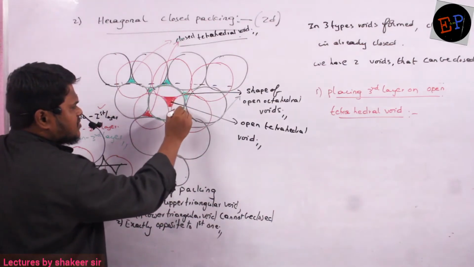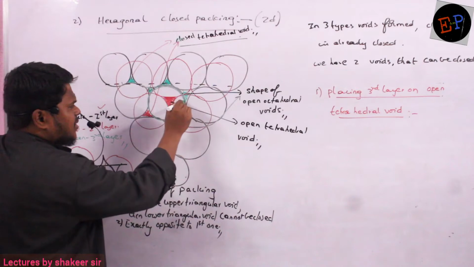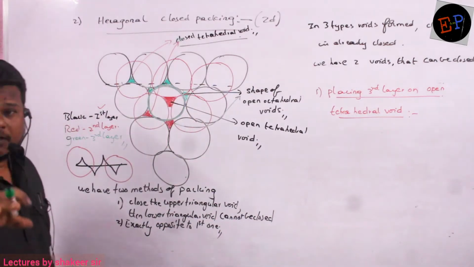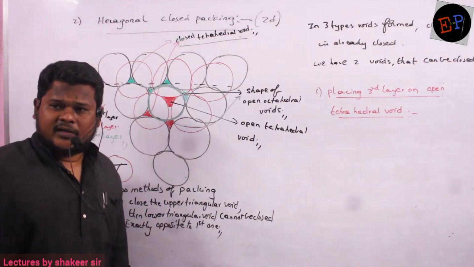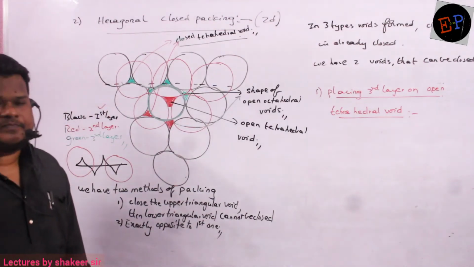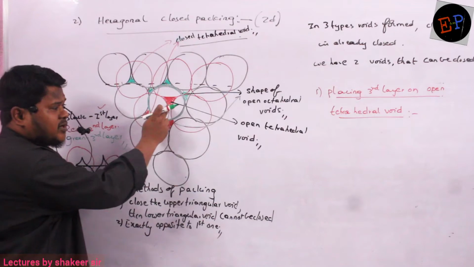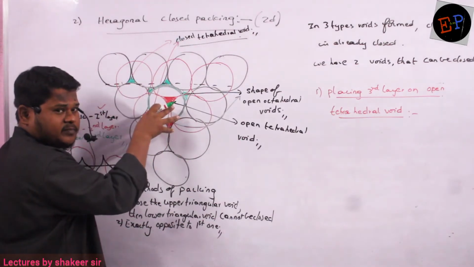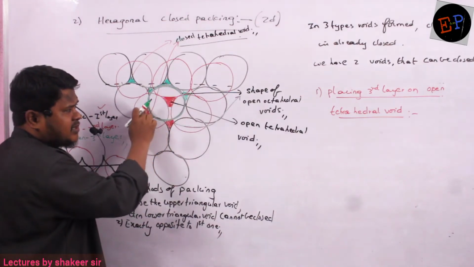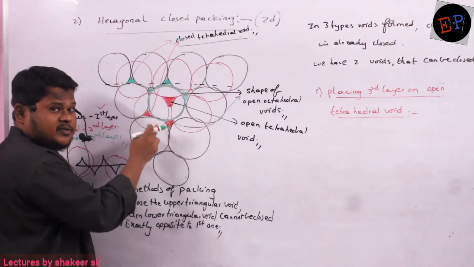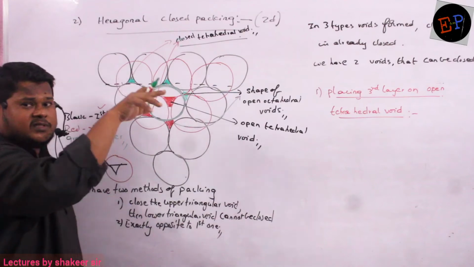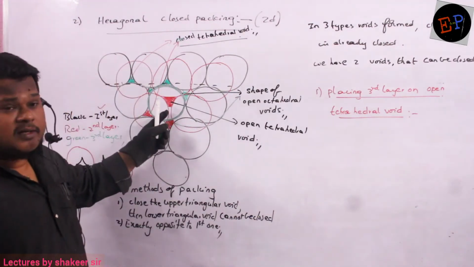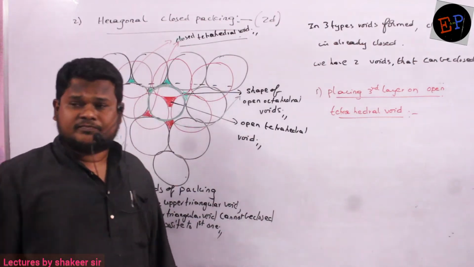It means on the black atom only I am circling this green color pen, no ma? So what do you understand? If I want to close this void, which is open tetrahedral void, again I have to place a third layer. And the third layer is exactly symmetrically placed on which layer? It is symmetrically placed on the black atom, which is the first layer. It means that in the third layer, the first layer is again repeated, no?